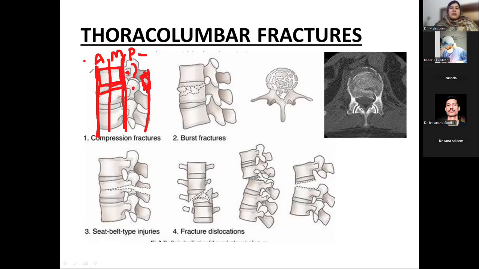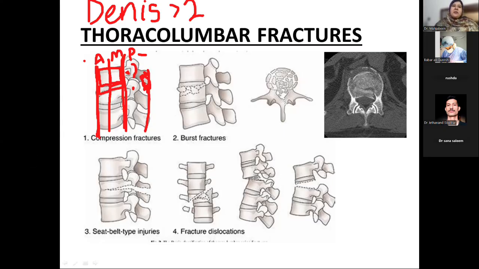So this is known as the Dennis three-column theory. Now, what did Dennis say? To declare a spine unstable, there must be injury of two or more than two columns. That is, we have three columns of the spine. If there is fracture of two or more than two columns, then it will result in instability of the spine.